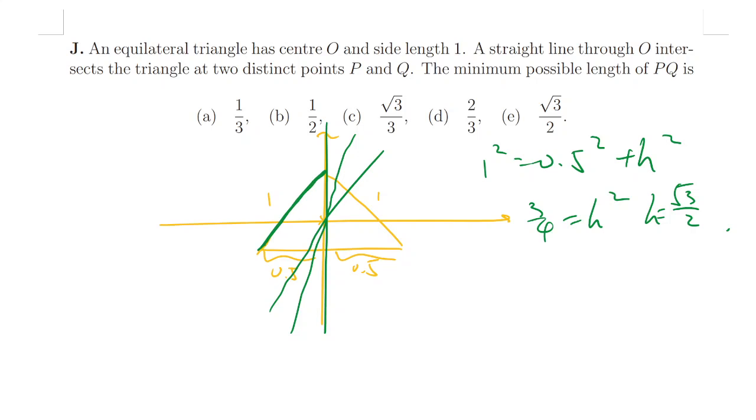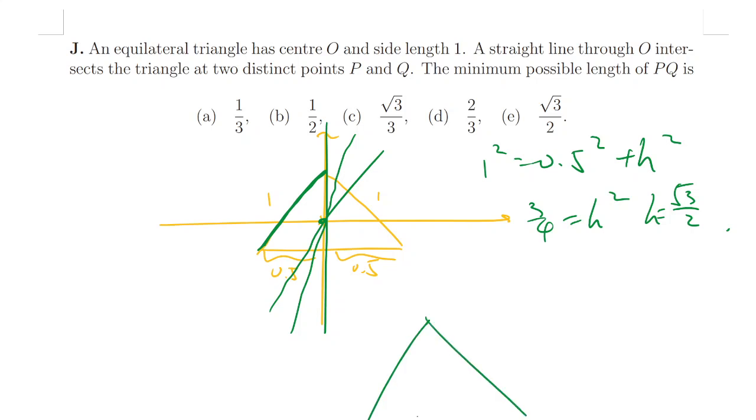Now, what happens to the length of PQ when it's parallel to that side there? Let's have a think about that. If it's parallel to the side, then how do I calculate the length of that? Well, we know that this is a centroid. We know that the center of the equilateral triangle is the same as the centroid, so therefore we could form similar triangles in the ratio 2 to, well, 3, I suppose.